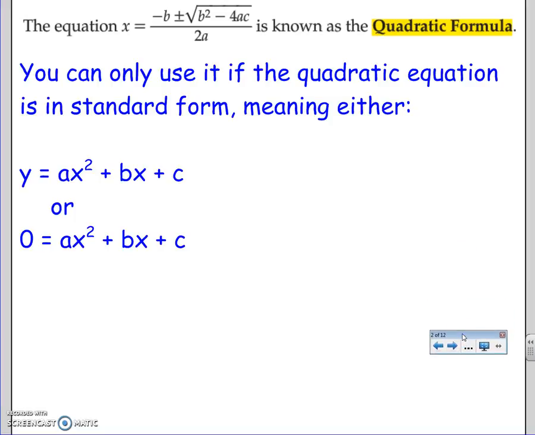So the equation x equals negative b plus or minus square root of b squared minus 4ac all over 2a is known as the quadratic formula. You can only use it if it is in standard form, meaning y equals ax squared plus bx plus c, or 0 equals ax squared plus bx plus c.